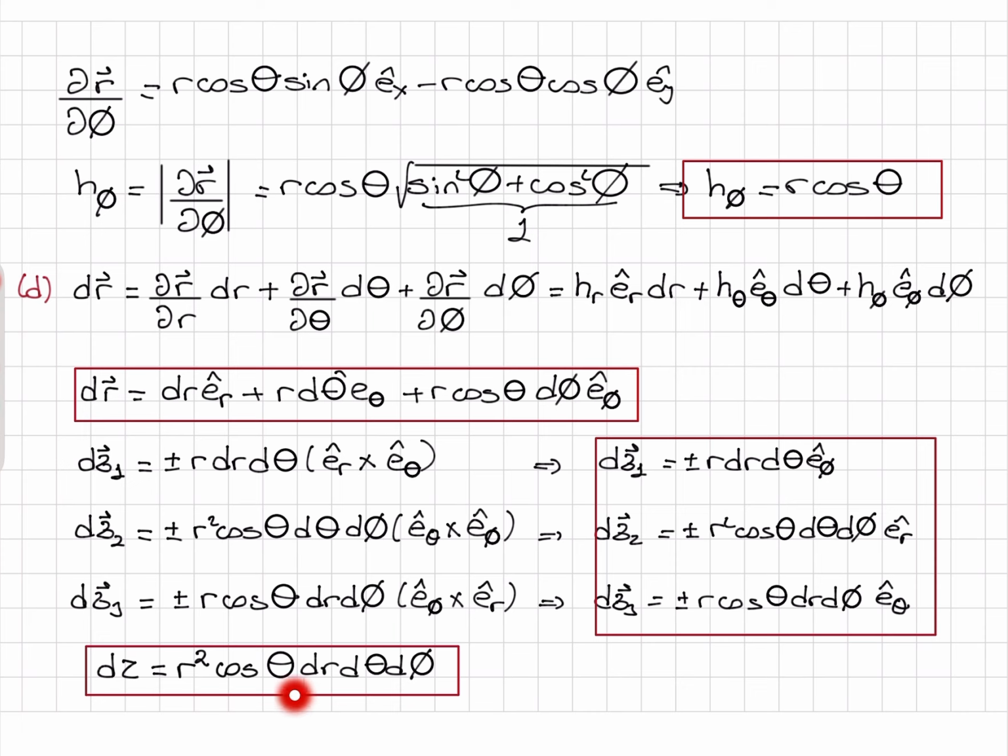And finally, for the differential volume element, we have to write hr dr, h theta d theta, h phi d phi, and that's the product of all of the scale factors: r squared cosine theta dr d theta d phi.